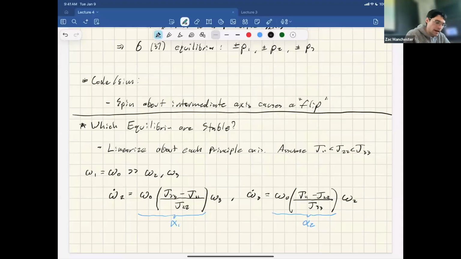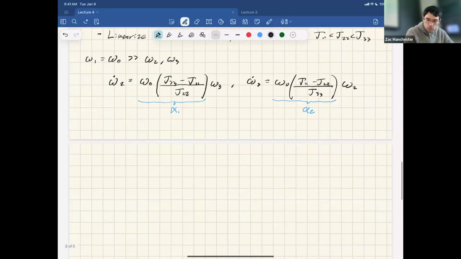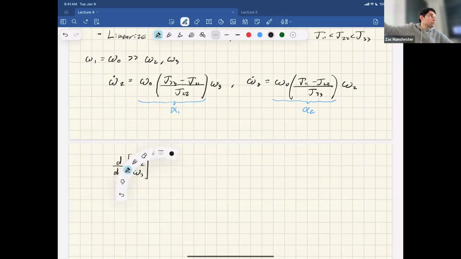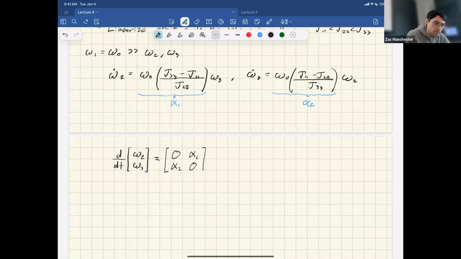And we can now stack those equations. And most of you, I think, have seen this before, but we'll go a little slow. And for those who haven't seen this kind of thing, come talk to me after class and I'll show you what's going on. So omega 2, omega 3, we're going to stack. And so we've got omega 2 dot, omega 3 dot. And we can write those two equations as a little matrix equation. So this is alpha 1 times omega 3, then alpha 2 times omega 2, right?